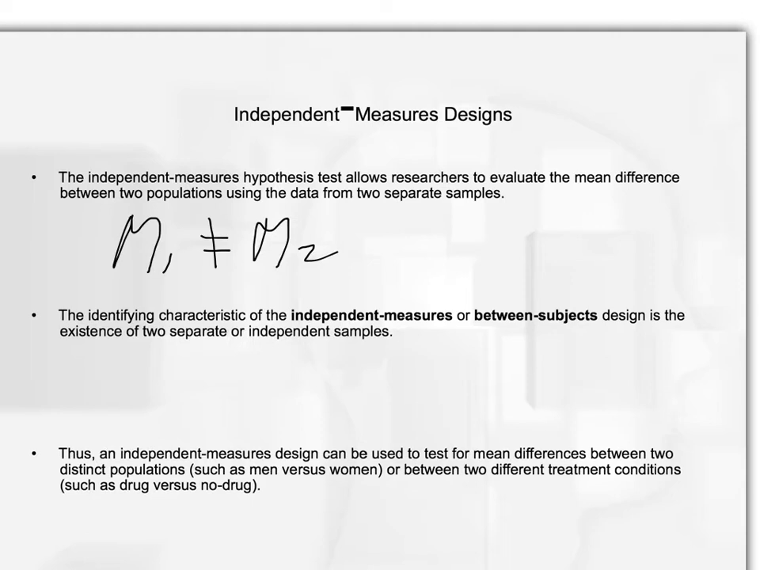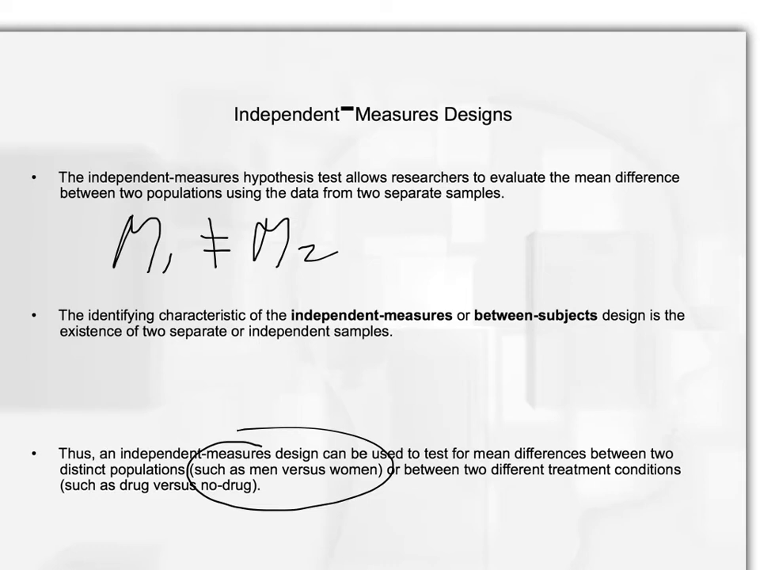As the last point, an independent measure design can be used to test for differences between two distinct populations, such as men versus women. Do women and men have different grade point averages? We might be interested in that. We get a sample of men, we get a sample of women who are taking a statistics class. We compute the mean for one, the mean for the other. Our null hypothesis would be that they're not different. Our alternative hypothesis would be that they're different.